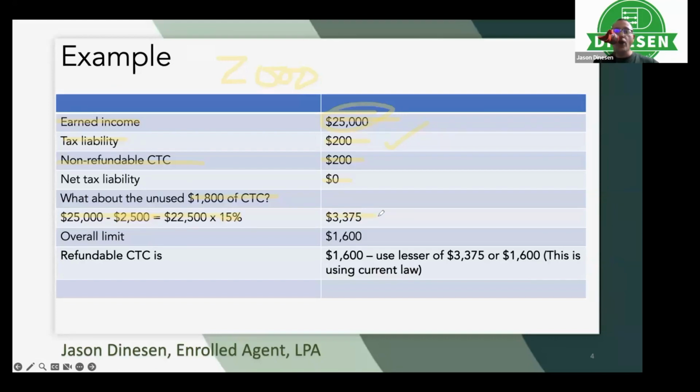$3,375. However, the overall limit is $1,600 per child. We're assuming, I don't have it on the slide here, one child with a $2,000 total child tax credit. The refundable limit on that would be $1,600. So they would qualify for $1,600 of refundable additional child tax credit. That's using the lesser of the calculation based on a percentage of earned income or the $1,600 cap. So what Congress is debating is whether or not to increase this $1,600 cap to $1,800 for 2023.